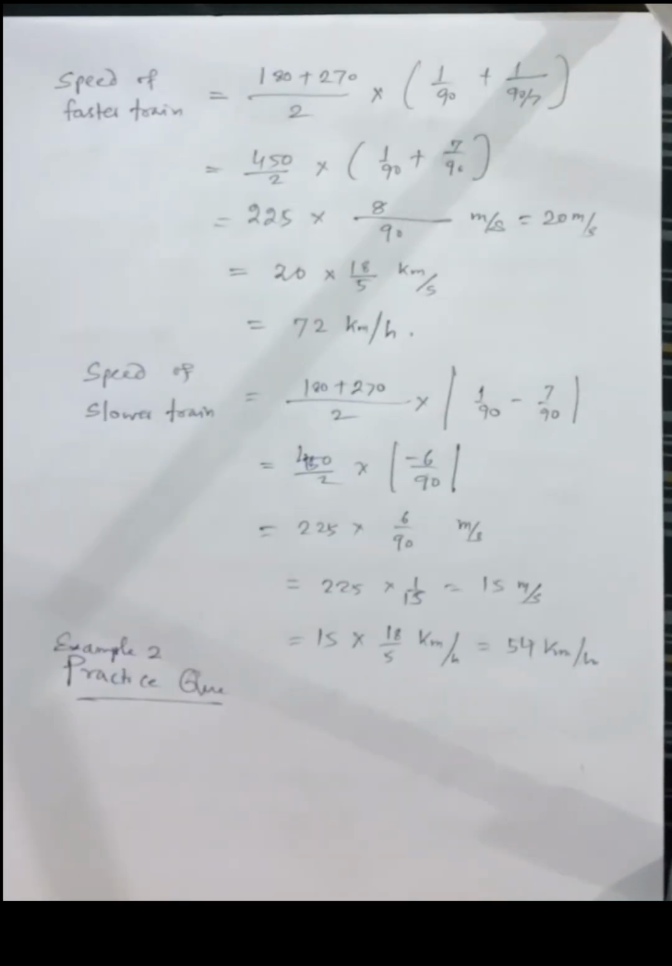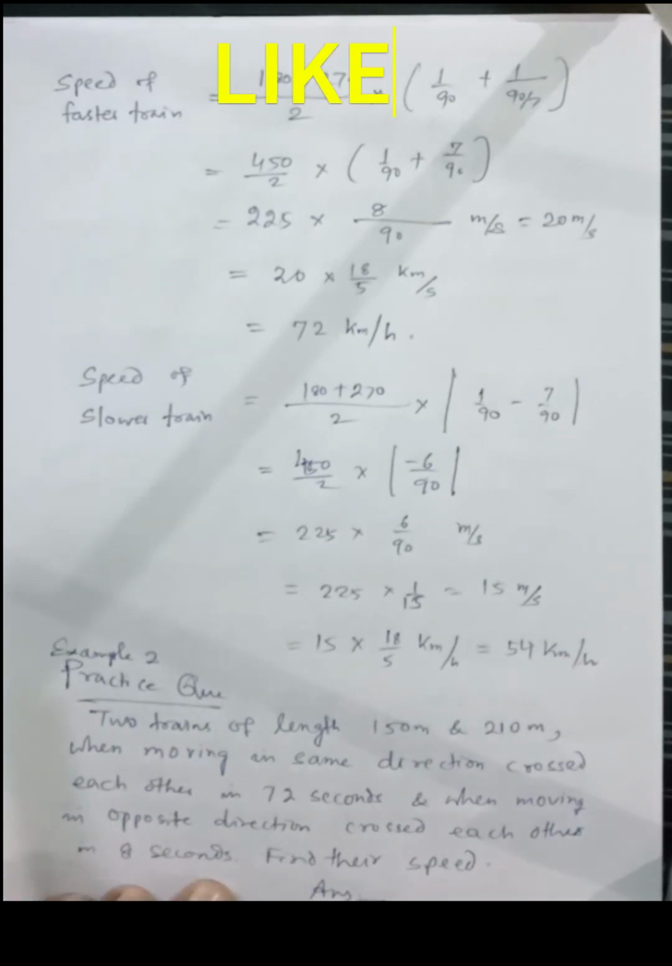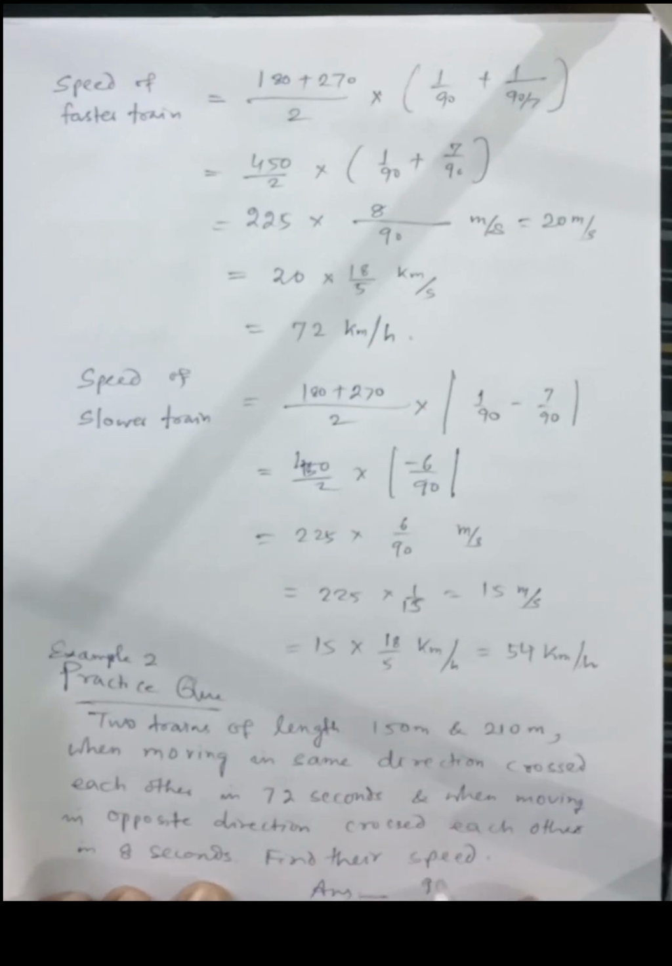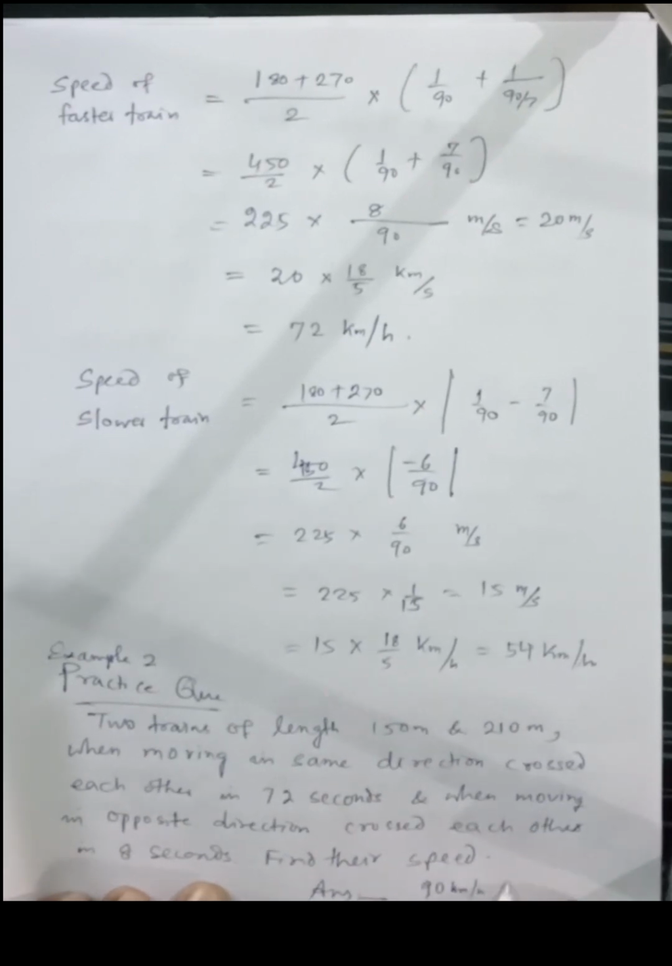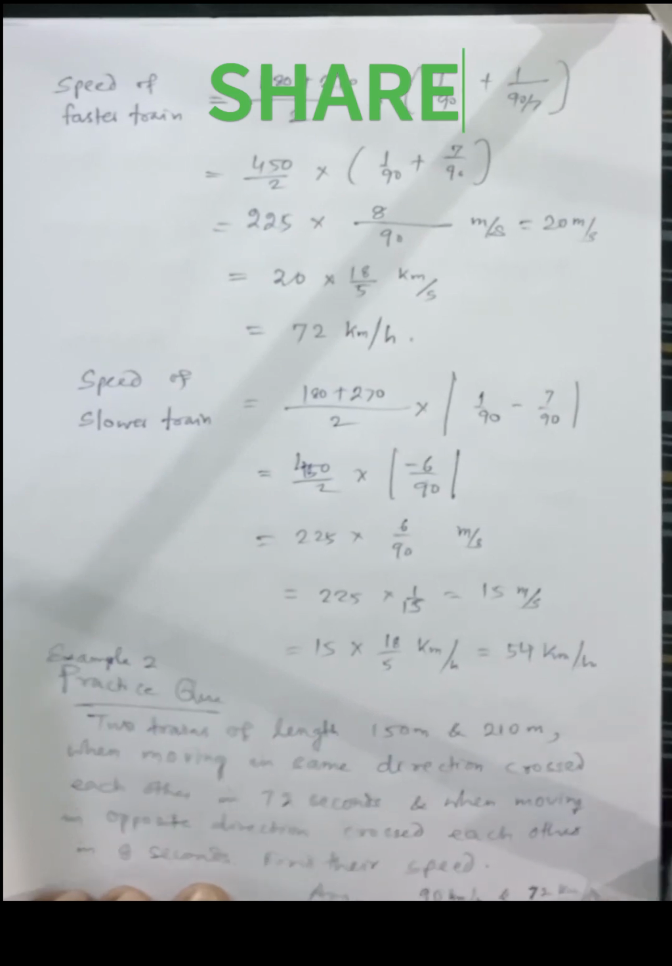Example 2, practice question. Two trains of length 150 meter and 210 meter when moving in the same direction crossed each other in 72 seconds, and when moving in opposite direction crossed each other in 8 seconds. Find their speed. Their speeds will be 90 kilometer per hour and 72 kilometer per hour. Now we can see the next video for other tricks.